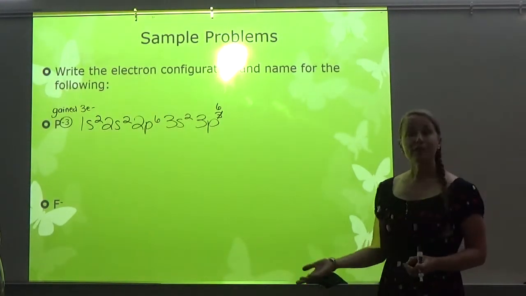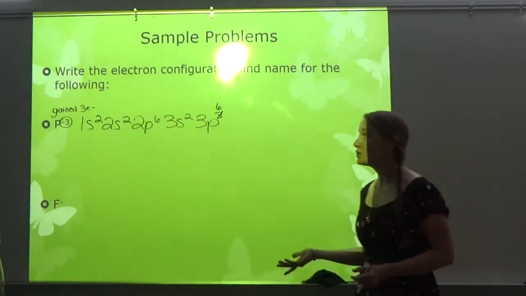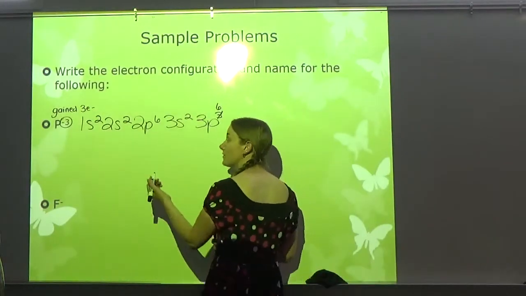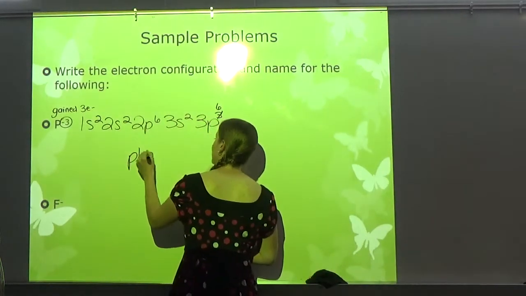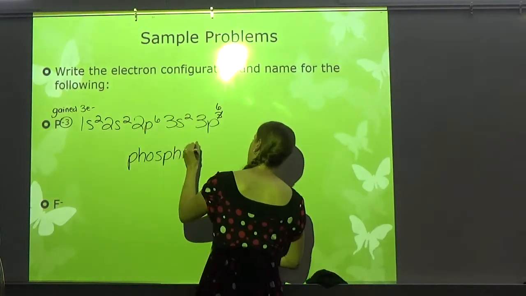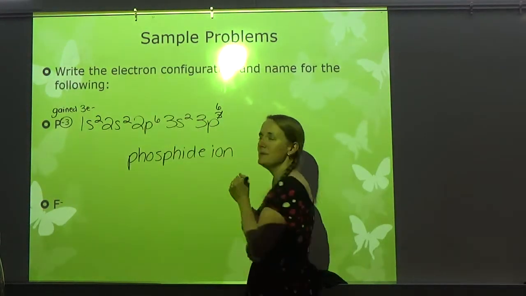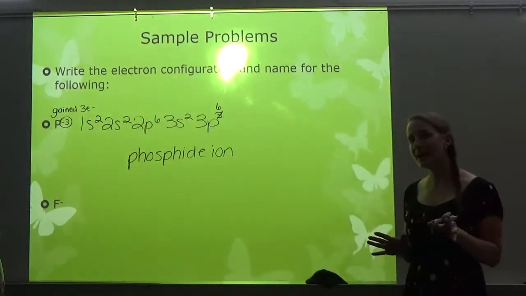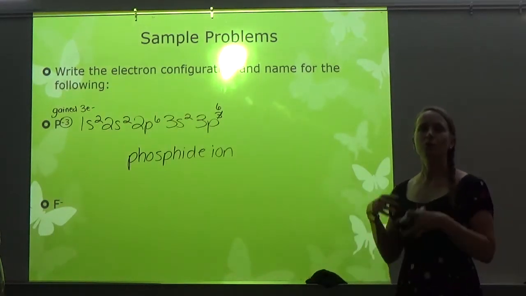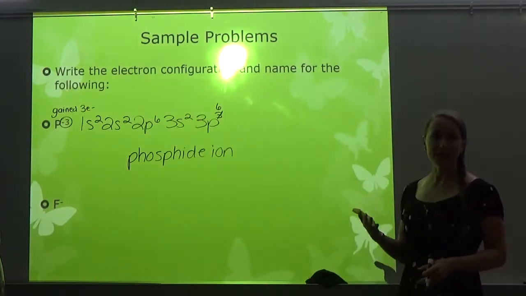Now we do have to change the name because this is negative, so it's not just going to be phosphorus anymore. We have to change the name to ide, so it is the phosphide ion. In the beginning, I know some of you don't know where to add the ide, like is it phosphoride or whatever, but you'll get used to seeing them.